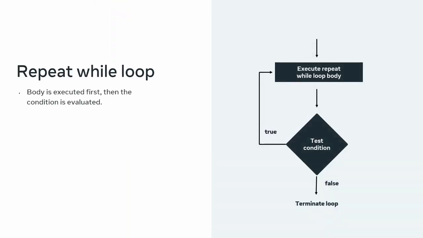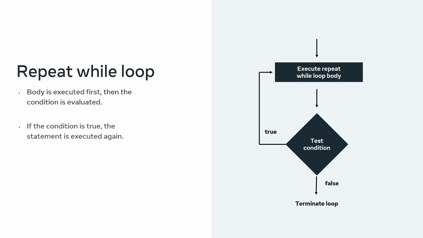Now, what if you wanted to create a statement that is executed at least once before checking if a condition is true? In Swift, the repeat while loop allows you to achieve just that. Like the while loop, the repeat while loop will continue looping as long as a condition is true. However, it first runs the body of the loop and only then evaluates the condition. The condition is always checked after each loop is executed.